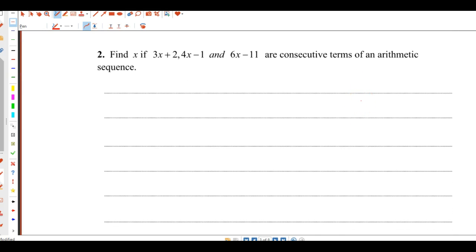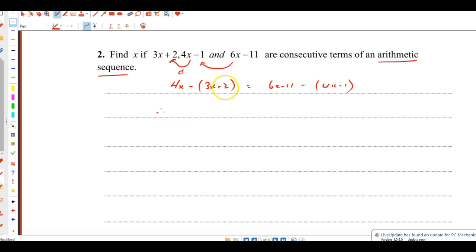Let's see if we can find any other questions to do with the nth term. This is a good one. Find x if 3x plus 2, 4x minus 1, and 6x minus 11 are consecutive terms of an arithmetic sequence. We know that 4x minus 1 minus 3x plus 2, that subtraction there, has to equal d. We're told, remember, that these are an arithmetic sequence. So that has to equal 6x minus 11 minus 4x minus 1. Remember what we said about any term minus the one in front will be equal to d if it's an arithmetic sequence, and we are told that it's arithmetic. So we can solve this problem by solving this equation.